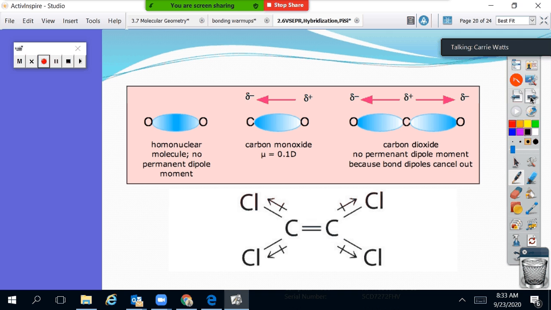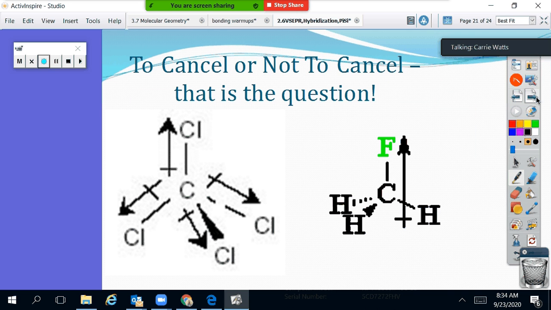Okay, again, this is just showing you what we've showed you for a couple days now, just showing you no dipole moment. Okay, showing you one dipole. Still think it should go the other direction, but, and then two dipole moments, but they cancel each other out because they're equal and opposite. And same thing here. This would be a nonpolar molecule down here because these forces are canceling each other out, equal and opposite forces. Okay, to cancel or not to cancel, that is the question.